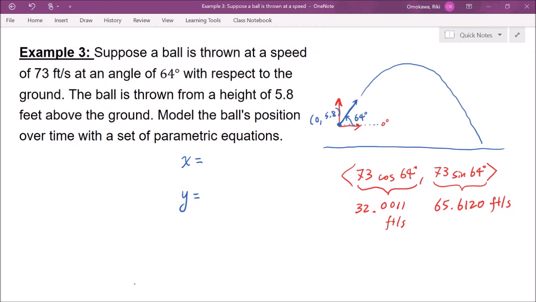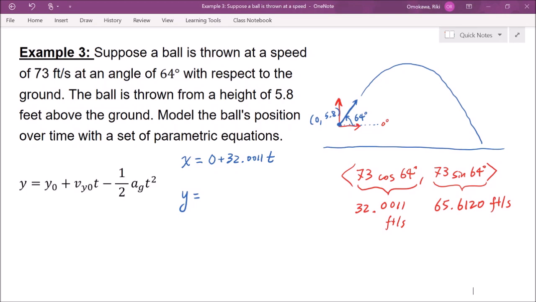Like we kind of said earlier, x is easy. The x position, the starting position, is 0 plus... horizontally speaking, we can think of the horizontal and vertical motion independently. So with its horizontal movement, it just keeps going at this speed. So 0 is the starting position plus 32.0011 feet per second. So that's the equation for the x position.